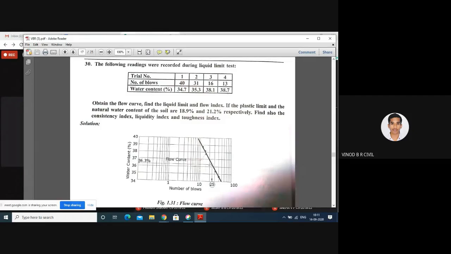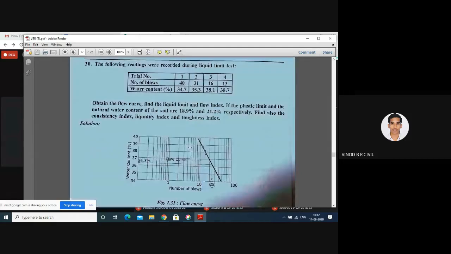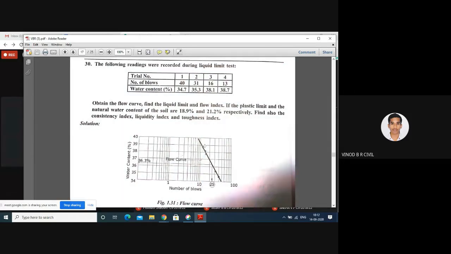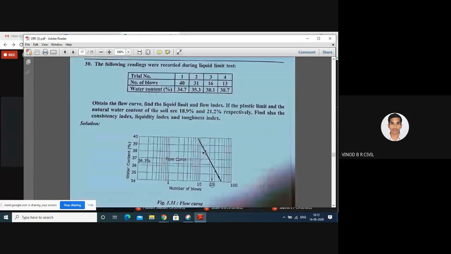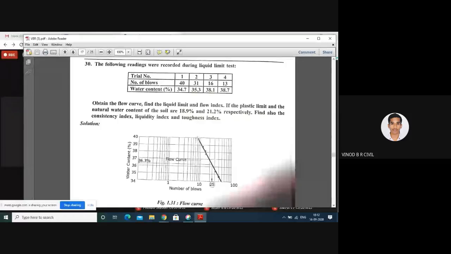Next one is 13, 38.7. For 13, somewhere here, 38.7. Then draw dotted lines, and with the help of a scale join the first and last points. We want 25 because it is the Casagrande method. For 25 blows, we have to find the liquid limit. The liquid limit is 36.3.